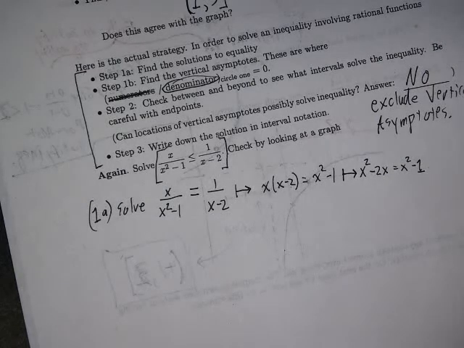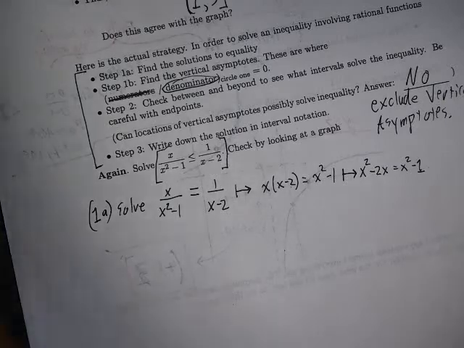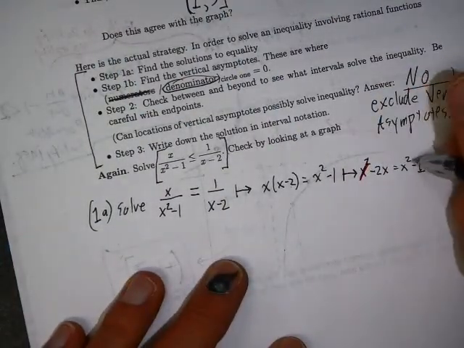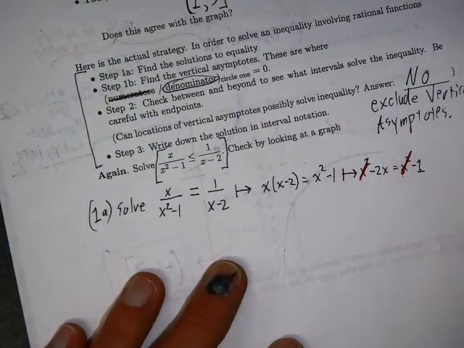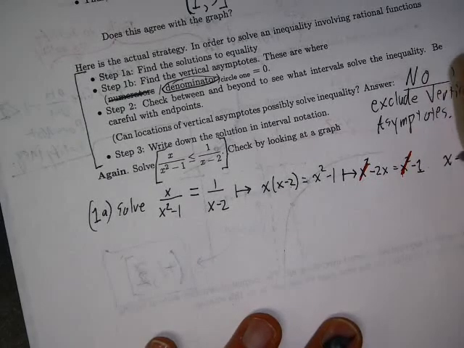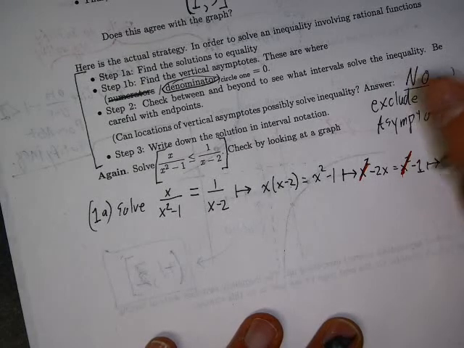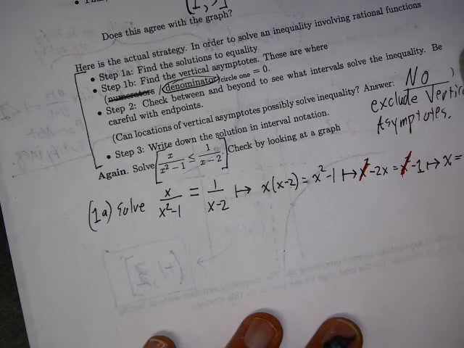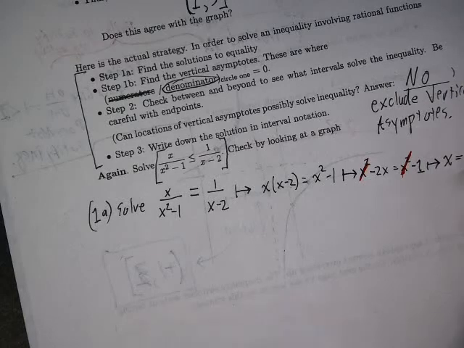Cool. What should I do next? Subtract x squared minus 1. Yeah, I'll subtract that from both sides, so it'll cancel. That'll leave me with negative 2x is equal to negative 1. So what is x? Divide by negative 2. I think that'll leave me with 1/2. So x equals 1/2 is the solution to equality.